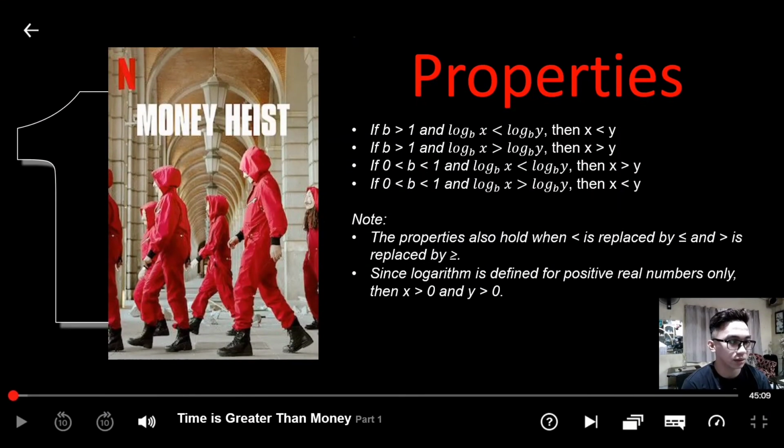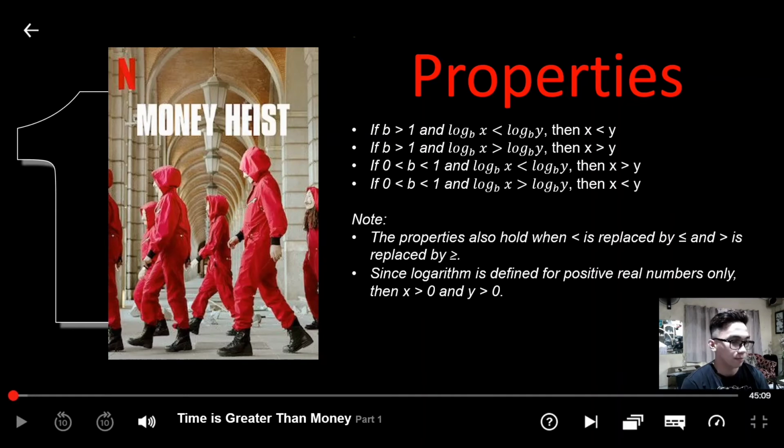If b is greater than 1 and the logarithm of x to the base b is greater than the logarithm of y to the base b, then x is greater than y. If 0 is less than b is less than 1 and the logarithm of x to the base b is less than the logarithm of y to the base b, then x is greater than y. If 0 is less than b is less than 1 and the logarithm of x to the base b is greater than the logarithm of y to the base b, then x is less than y.